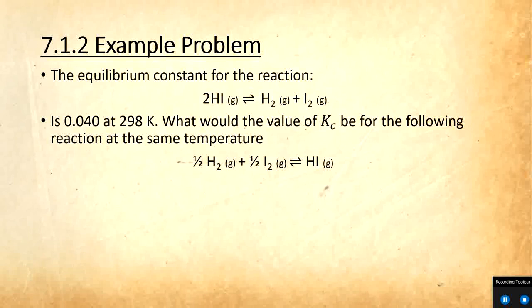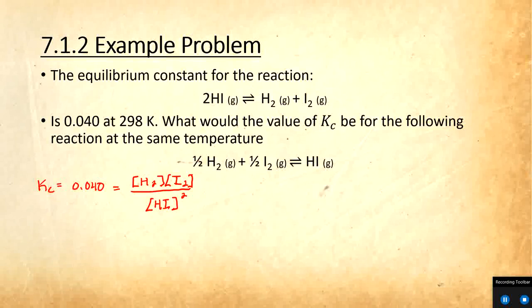Okay, so we've established our initial, let's take a look. Let's write our initial Kc. Kc is equal to 0.040, and our Kc expression for the original reaction is going to be H2 times I2, since those are our products, over HI squared.